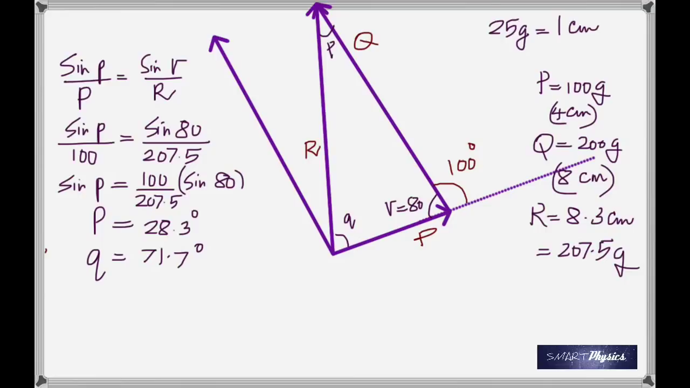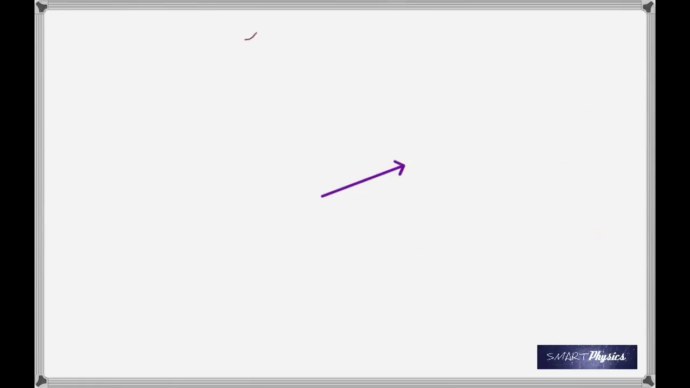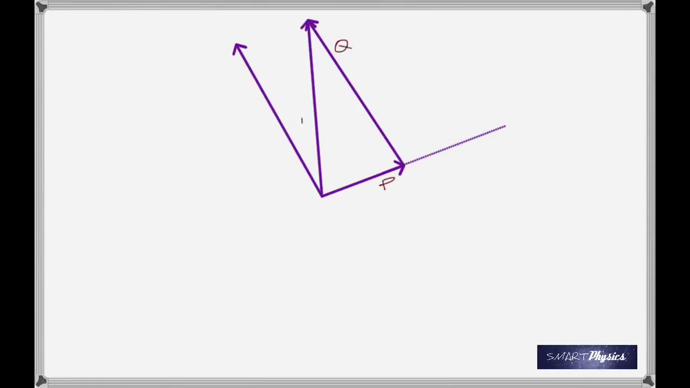Now let's go on to method 2. In this method, again, this is the diagram. We're going to use either the law of cosines, that's one method.